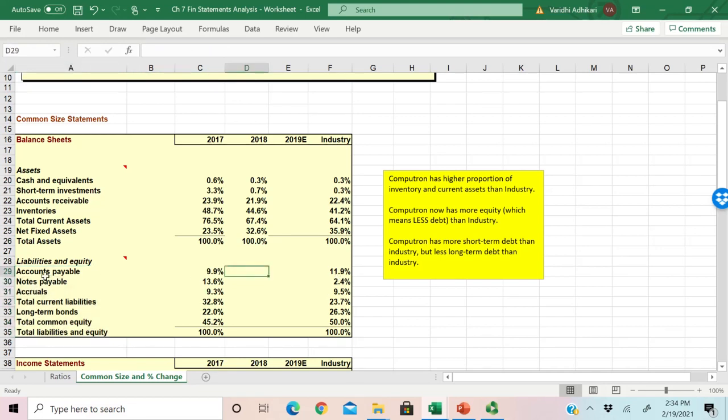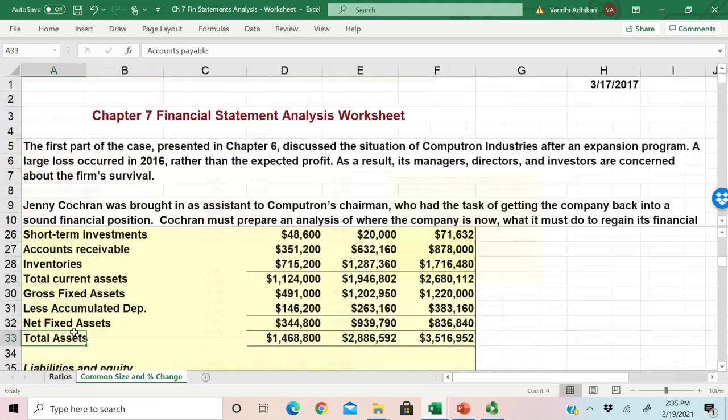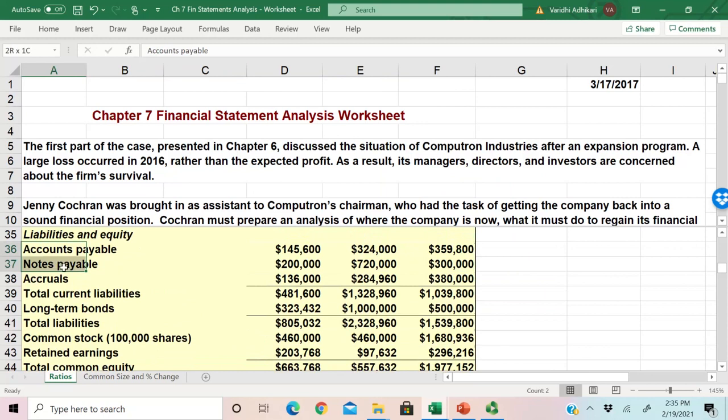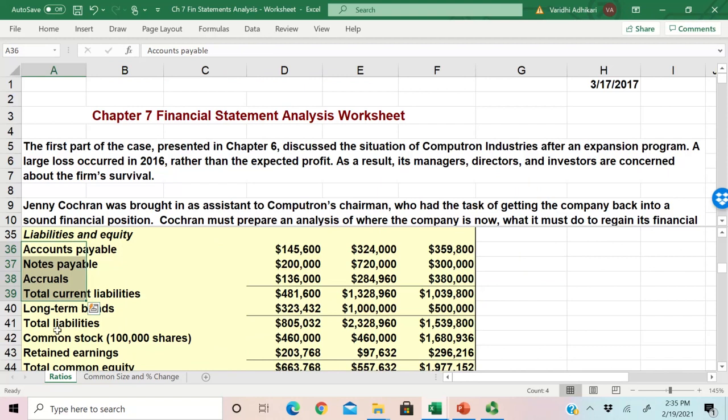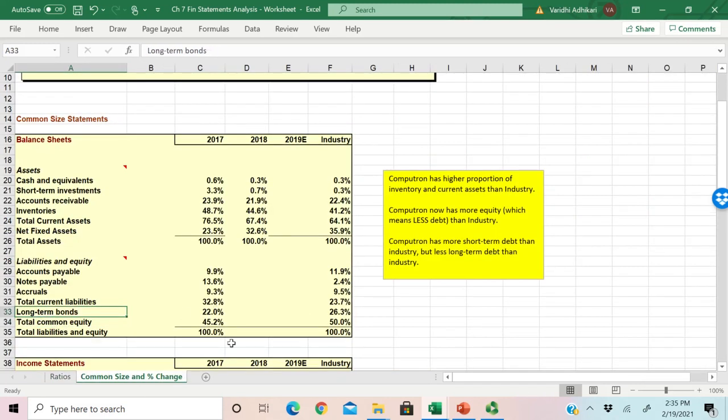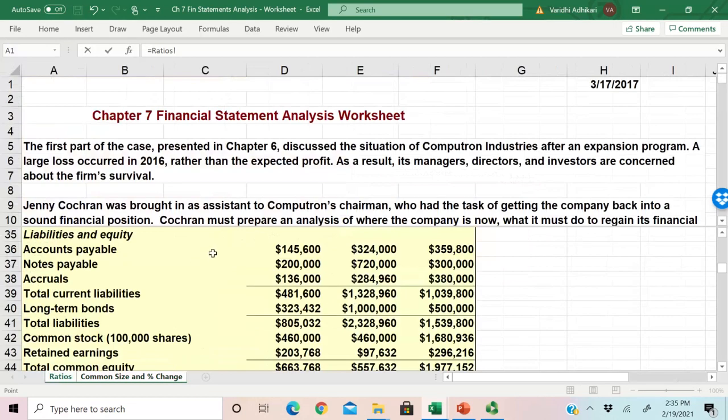What I see is accounts payable, notes payable, accruals, then total current liabilities, long-term bonds, then they have something called total liabilities added together, which here doesn't have that item listed separately, although the sum is the same. So all the way up to here I can drag across. So equals 2018, start from accounts payable, divided by the total asset item.